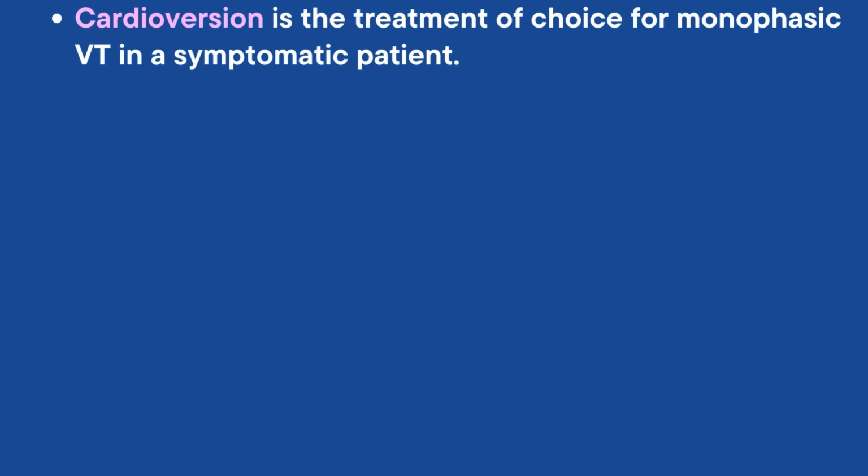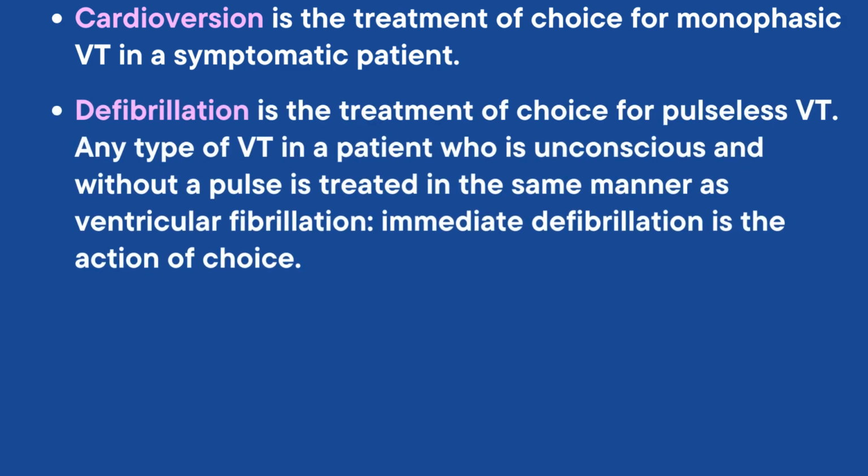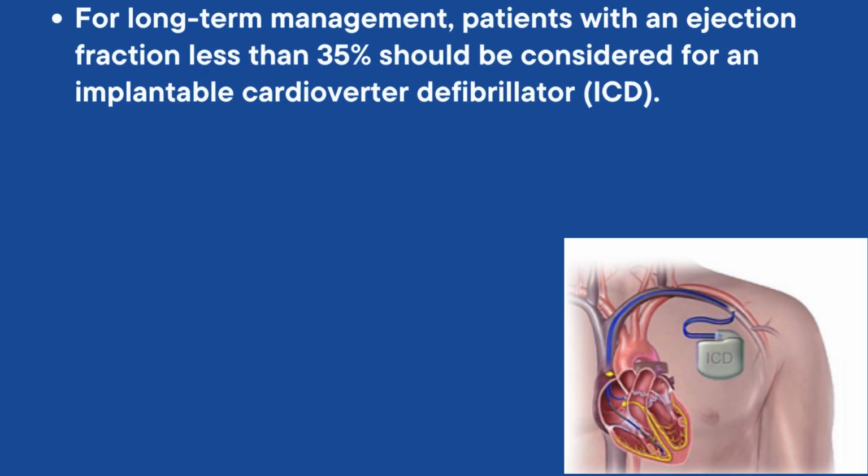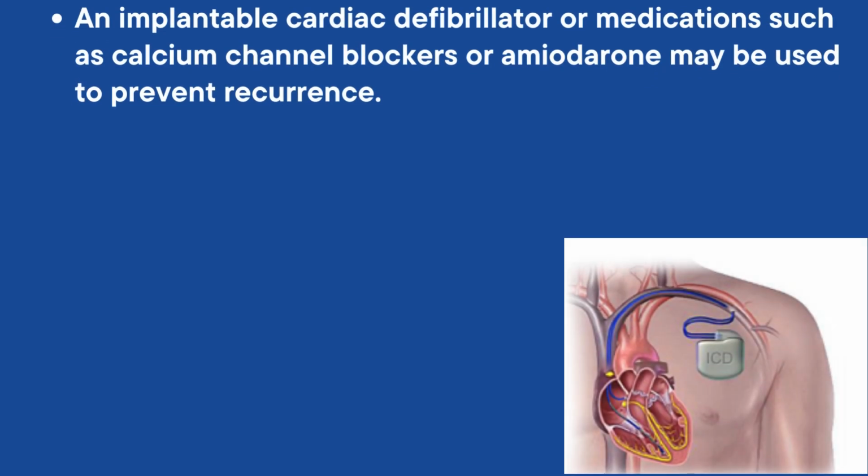Cardioversion is the treatment of choice for monomorphic VT in a symptomatic patient. Defibrillation is the treatment of choice for pulseless VT. Any type of VT in a patient who is unconscious and without a pulse is treated in the same manner as ventricular fibrillation. Immediate defibrillation is the action of choice. For long-term management, patients with an ejection fraction less than 35% should be considered for an implantable cardioverter defibrillator. An implantable cardiac defibrillator or medications such as calcium channel blockers or amiodarone may be used to prevent recurrence.